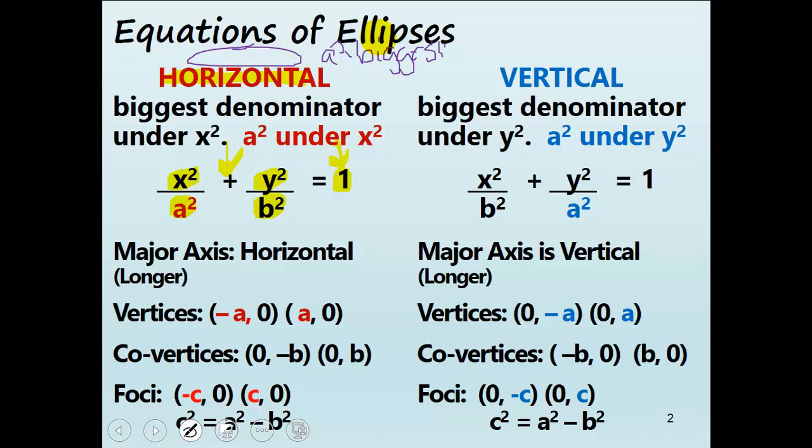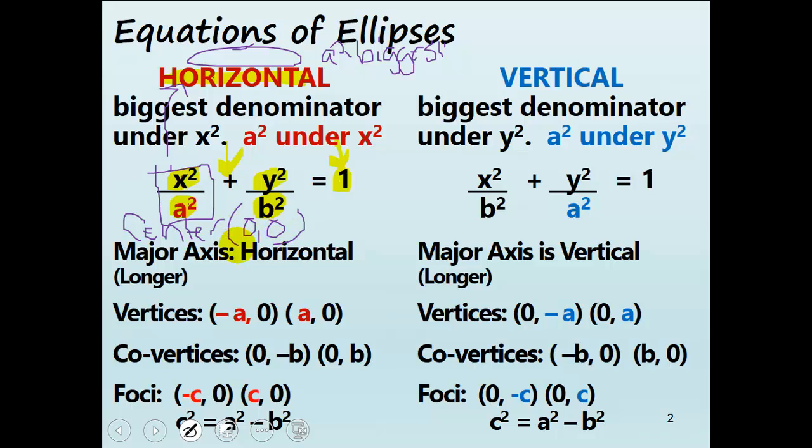And if we have a horizontal ellipse, then a squared is always going to be under the x squared term. That's how you look at an equation and tell whether it's horizontal or vertical. If a squared is under the x squared, then it's horizontal. For the ellipses that we're going to talk about, we're going to center on 0, 0, okay?